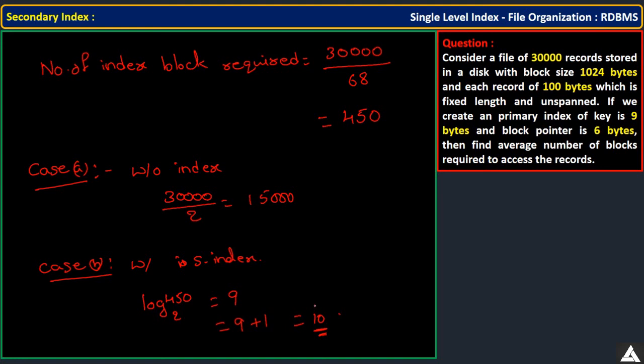So this is the difference between the previous primary indexing and secondary indexing. The question is the same, but the number of block accesses is different.